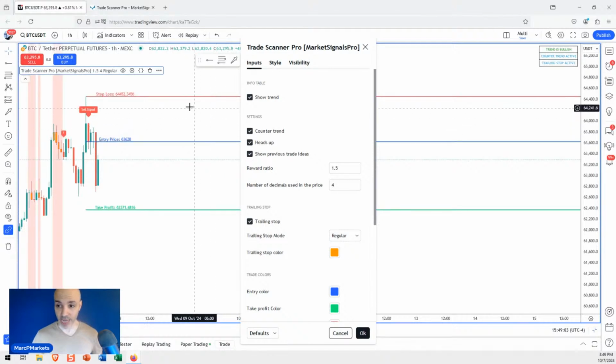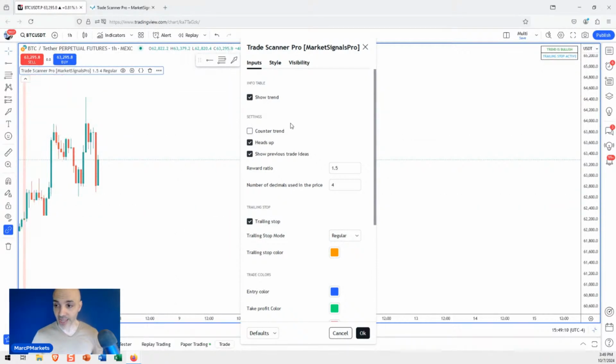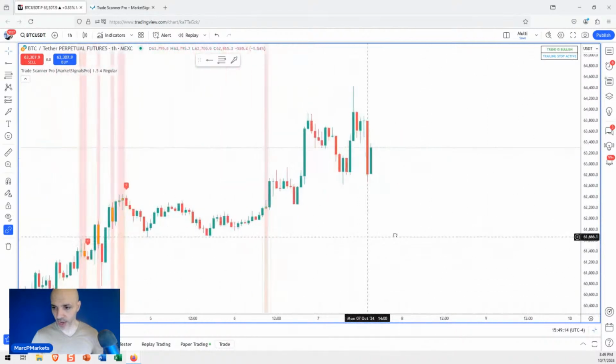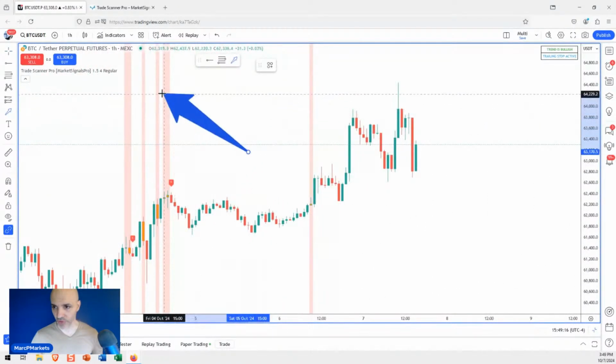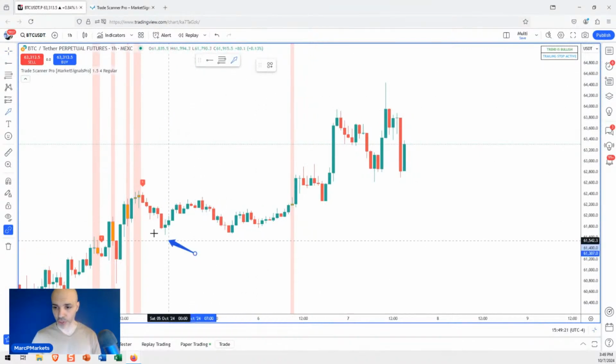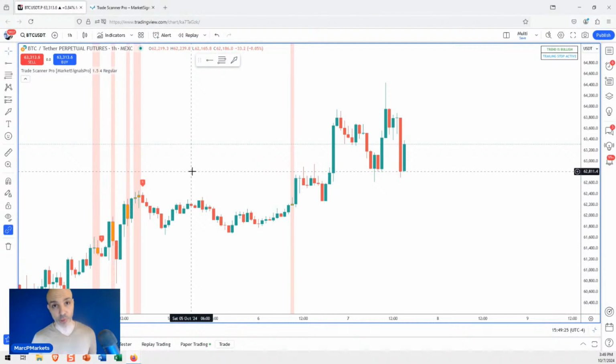And look, when I put this in counter trend mode, a trade shows up on this 15 minute. But I'm going to turn that off right now. That's what you have to do when you first get the Trade Scanner Pro. Now, if you notice, I got these red columns all over the place. Those are the heads up columns, right? Because it paints the candle orange. The orange candles tell you that a trade is likely to appear soon.